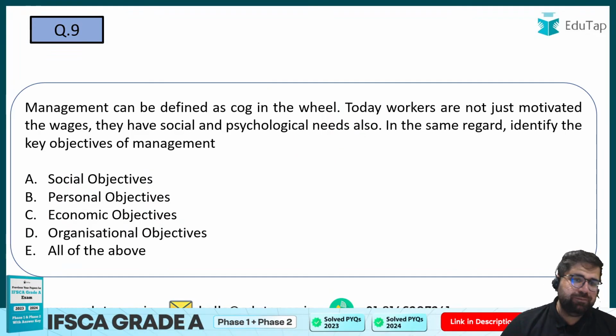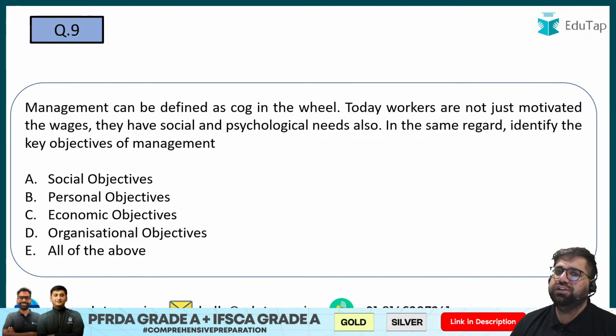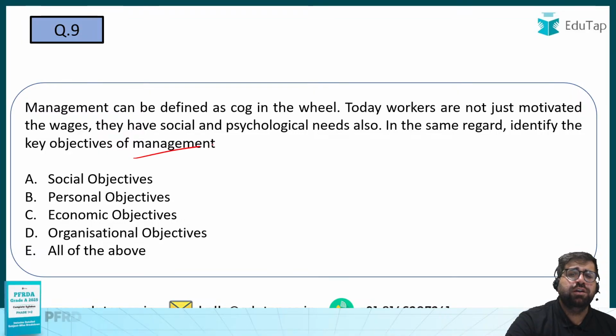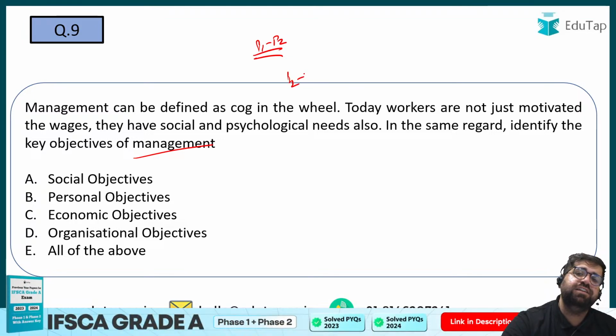Now moving to question number 9. Management can be defined as a cog in a wheel. Today workers are not just motivated by the wages, they have social and psychological needs too. In the same regard, identify the key objectives of management. Very easy question. This is the level of PFRDA Grade A Phase 1 Paper 2. These questions won't come in PFRDA Grade A Phase 2 Paper 2. Remember that.